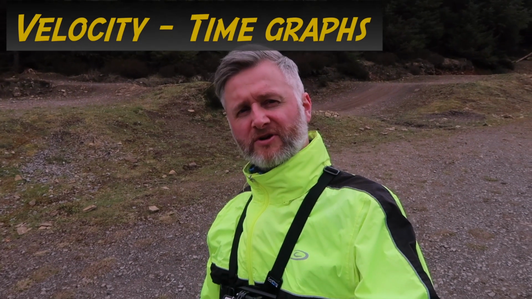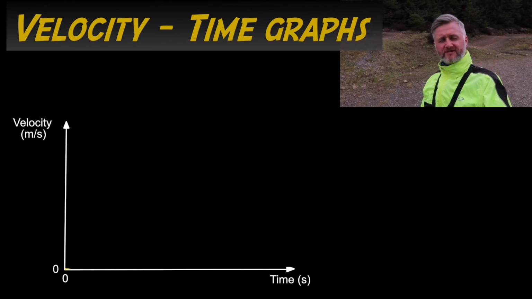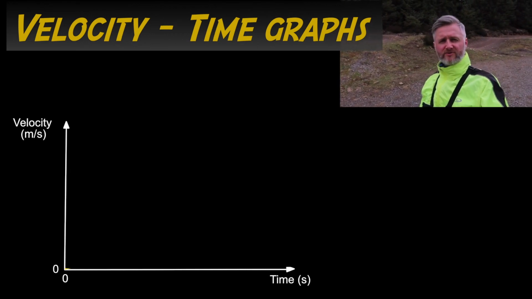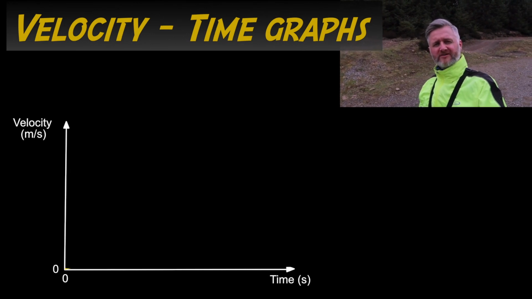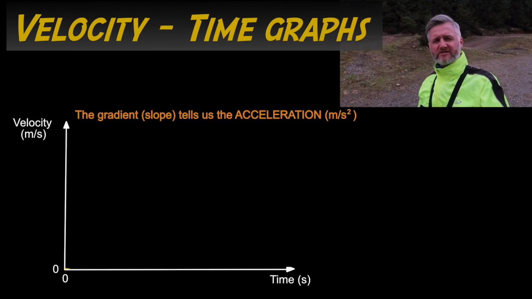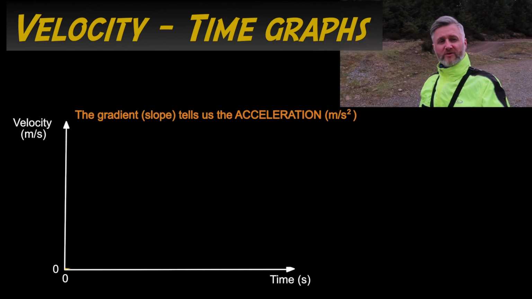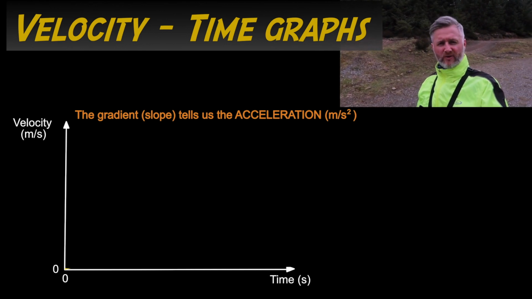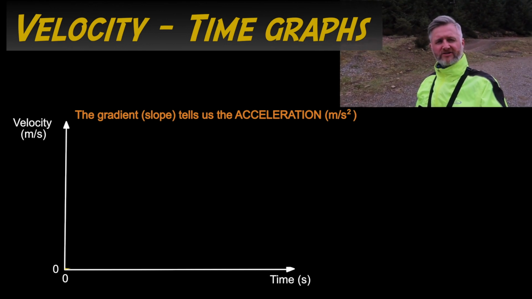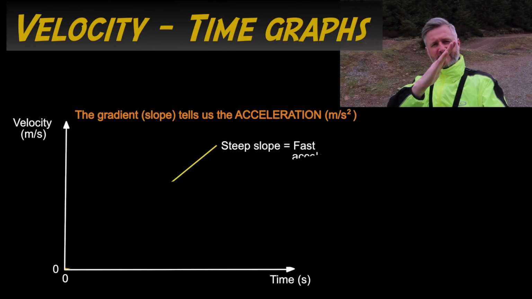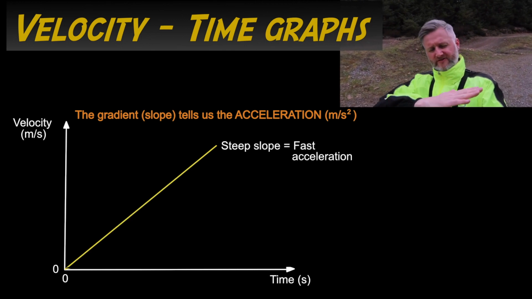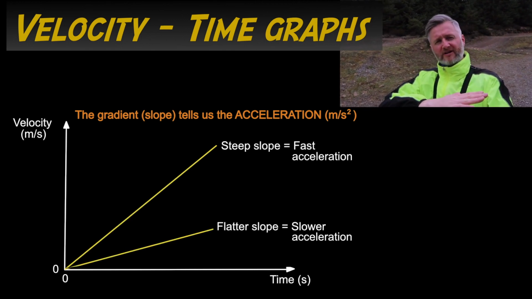On a velocity time graph, velocity goes up the side, which is in meters per second, and time goes along the bottom, which is in seconds. So the gradient of a velocity time graph is meters per second squared. Now that's acceleration. So the gradient tells you the acceleration. If it's a steep slope, it means it's accelerated a lot. And if it's not a very steep slope, it means it hasn't accelerated very much.